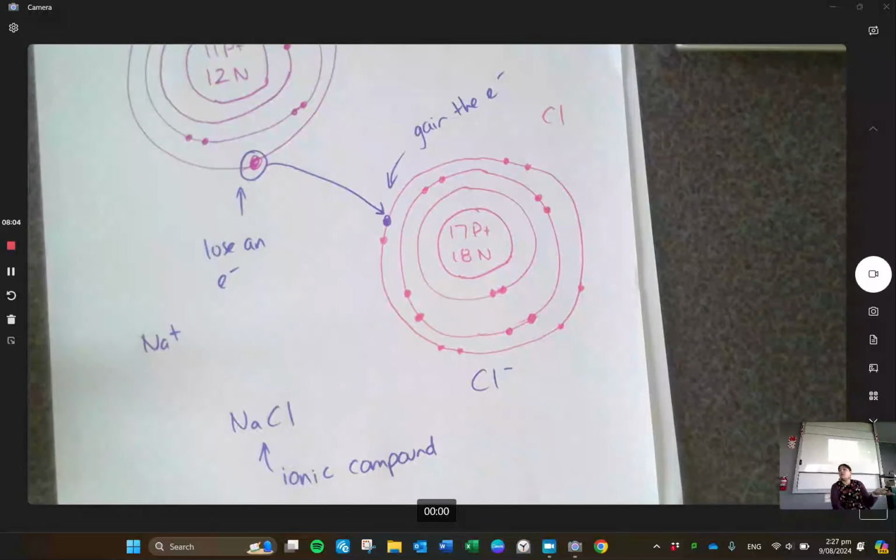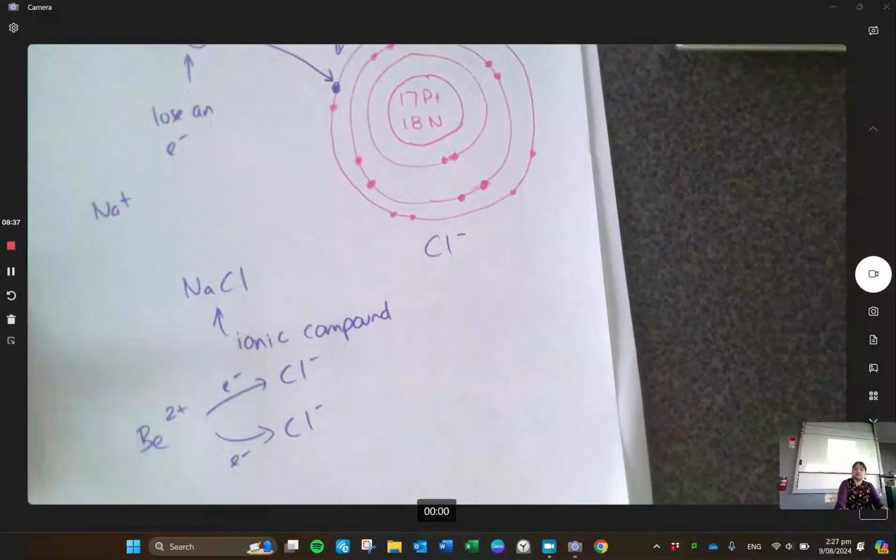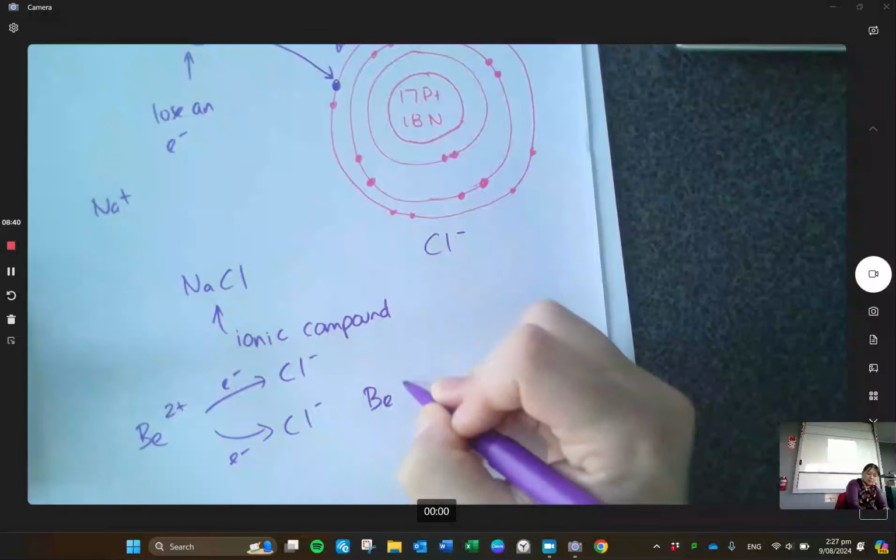Now, these can obviously form in a lot of different ratios depending on the charge. So, for example, if I had something like beryllium, which has a positive 2 charge, it wants to get rid of 2 electrons, it would then need 2 chlorine atoms to take each electron to then balance to 0. So if I have beryllium and it has 2 valence electrons it's trying to get rid of, it's going to give 1 electron each to the chlorides, like that. And so that would form beryllium chloride.